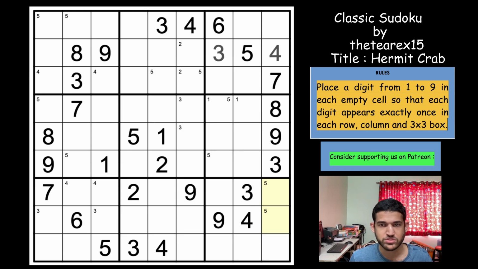Okay, let's go to 6s. 6 is not in row 1, so that gives 3 cells for the 6 in box 1. Okay, not interested in that. 6 is not in column 7, so 6 goes in these 3 cells, and that gives 6 in one of these 2 cells in column 9. 6 cannot be in these 3 cells, so 6 goes in one of these 2 cells.